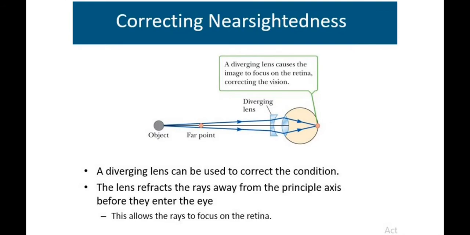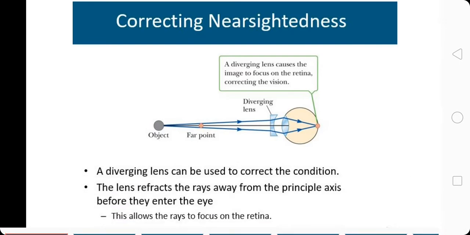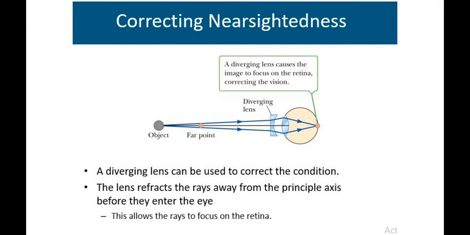Okay, then how to correct myopia? You put a divergent lens before the eye, and the divergent lens will make the object look closer. I mean, the image created by this divergent lens will be closer to the eye, and then the final image on the retina will be further. So this is how nearsightedness, myopia, can be corrected.